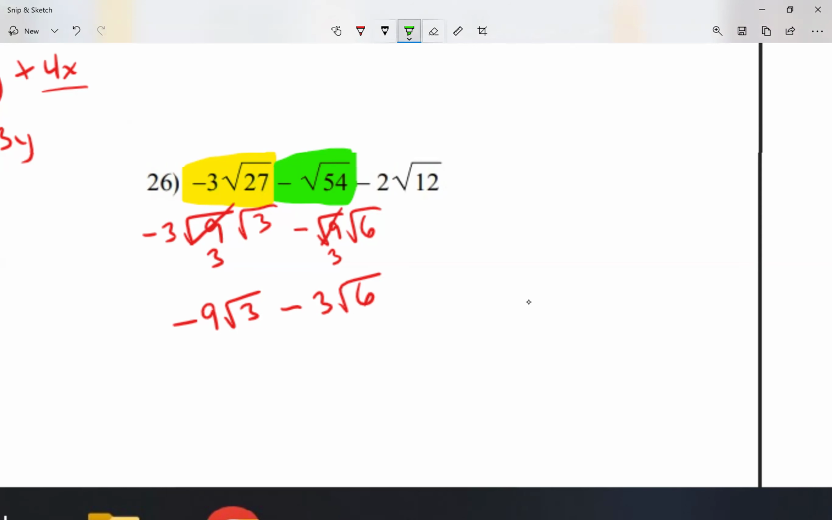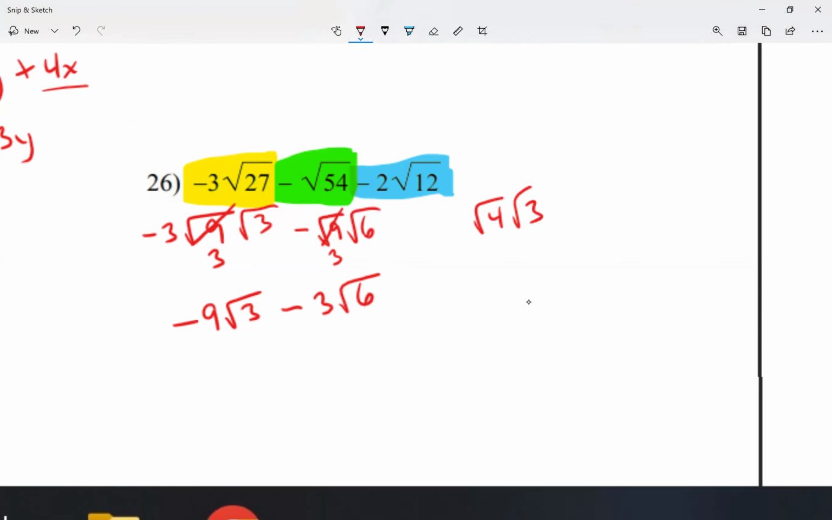And lastly, let me take a look at my last term. Radical 12, yeah, I can do that as 4 times 3, right? 4 times 3 is 12. 4 is a perfect square. Let me not forget about my negative 2 at the front. I know the square root of 4 is 2. So when I multiply these two numbers, that gives me negative 4 radical 3. Okay, so I simplified my radicals as much as I could.